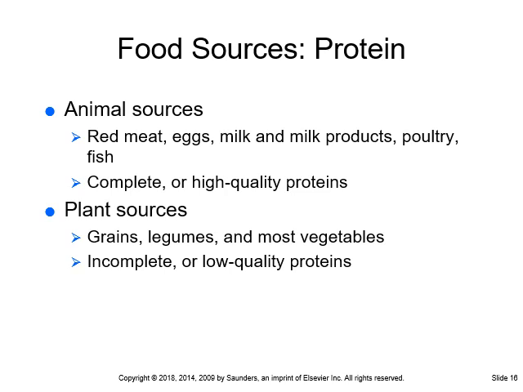Here are some food sources of protein. Animal sources include red meats, eggs, milk, and milk products, poultry, fish. They are complete or high-quality protein sources. Plant sources are grains, legumes, and most vegetables. These are incomplete or low-quality protein sources.